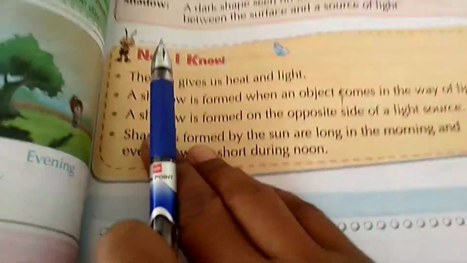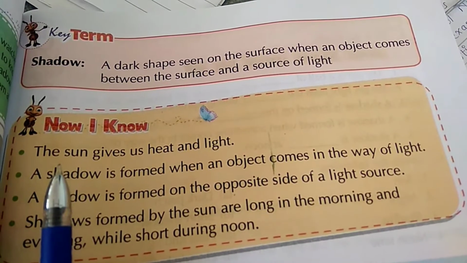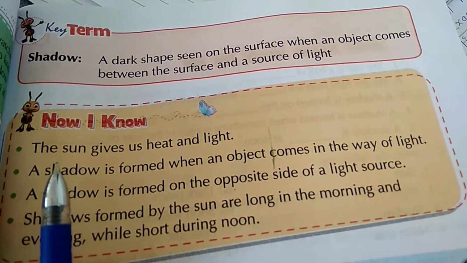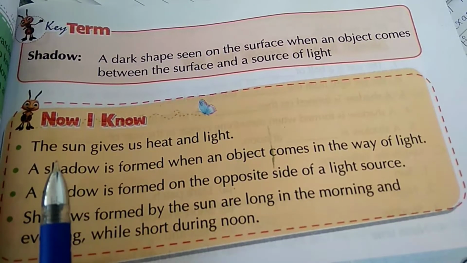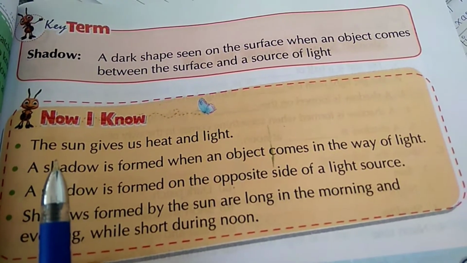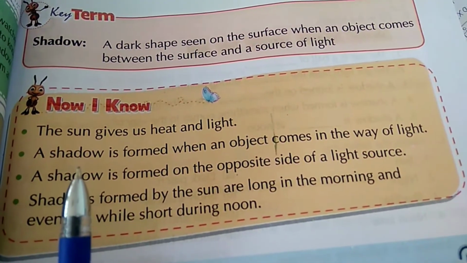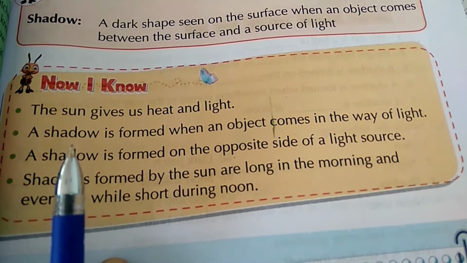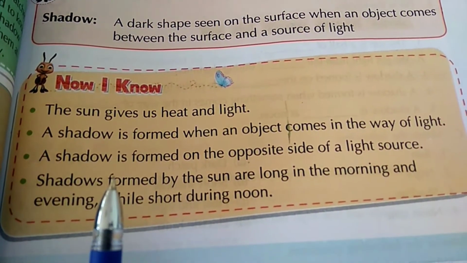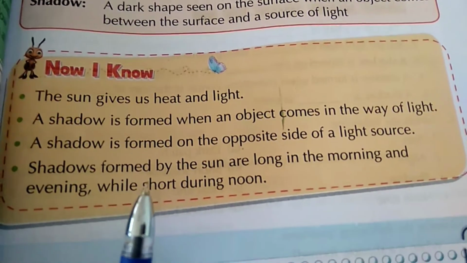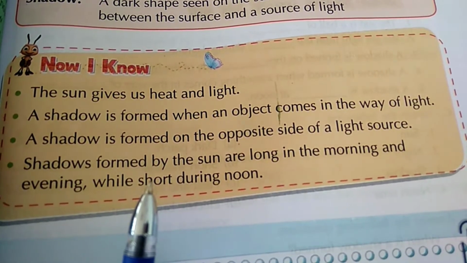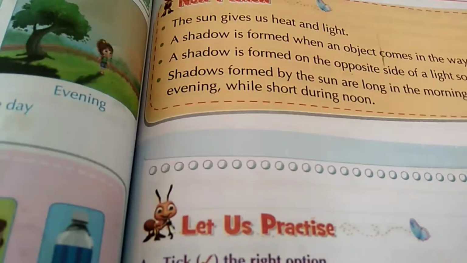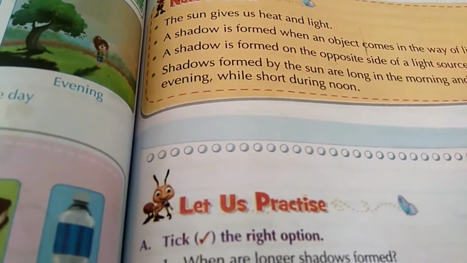So in this lesson, the most important key term we learned is shadow. A dark shape seen on the surface when an object comes between the surface and a source of light, we call the shadow. And we know that the sun gives us heat and light. A shadow is formed when an object comes in the way of light. A shadow is formed on the opposite side of a light source. Shadows formed by the sun are long in the morning and evening while short during noon. So in this way our light and shadow lesson is completed here.